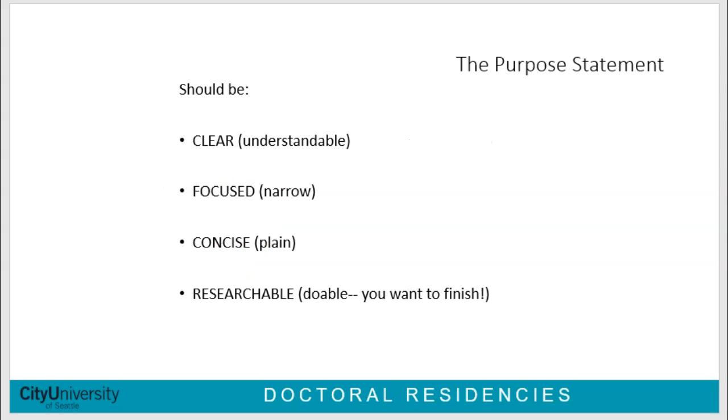The purpose statement should be clear, focused, concise, and researchable. Again, it's important to know that you are going to be doing research to solve a problem. The purpose of your study is to do the research to solve the problem. It's got to be researchable. It's got to be something that can be done.